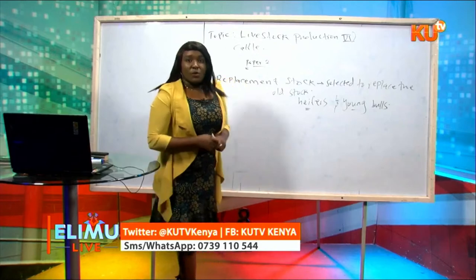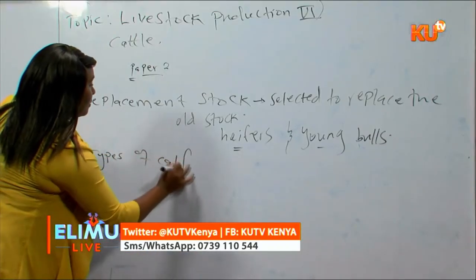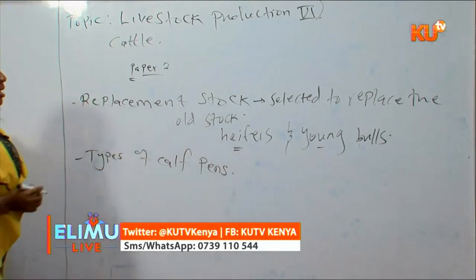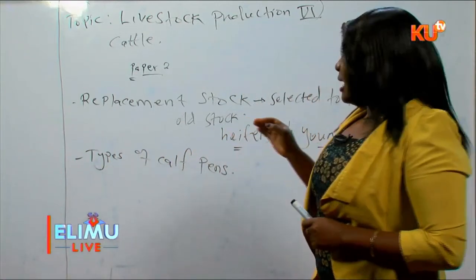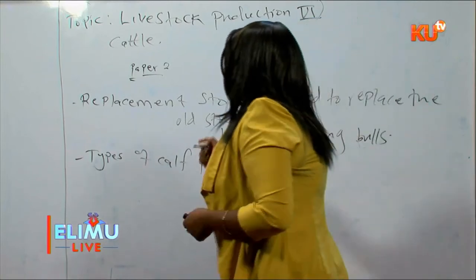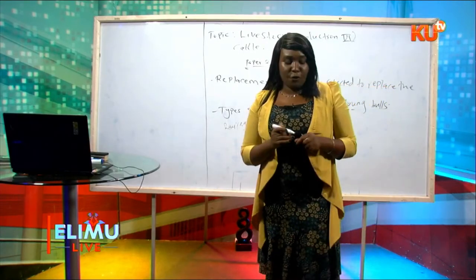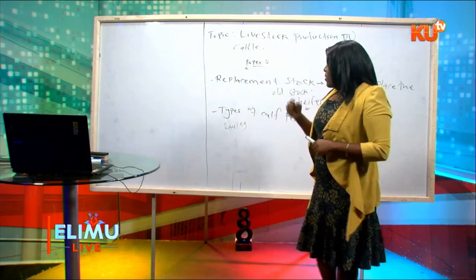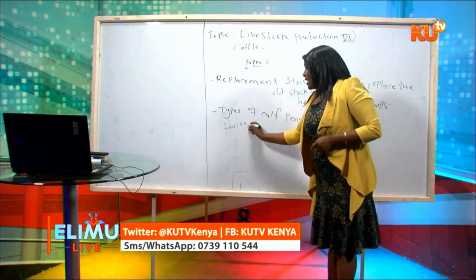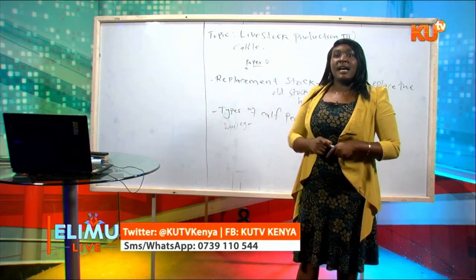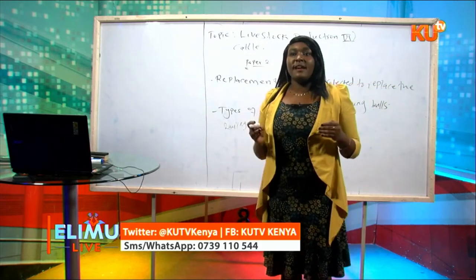Now, another of our objectives that you're going to look at today is the types of calf pens. Now, why are we looking at the calf pens? Why are we so much focusing on the calf pens, dear learner? This is because rearing is a very broad aspect of bringing up animals. When we rear animals, it is like bringing up a young child. And therefore, one of the aspects of rearing cattle is good housing. A calf pen is where the calf is housed, where these heifers are housed.